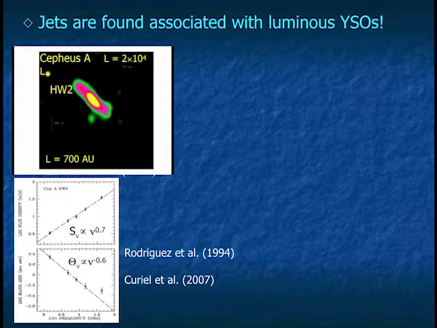So jets, the summary here, are often associated with luminous young stellar objects, which is not always clear. The most interesting or well-known case was the case of Cepheus A, source number 2, with that luminosity. Well, here is flux density versus frequency, and size versus frequency. In this case, the flux should increase and the size should decrease with the frequency with that power. So this is a textbook case of this jet.